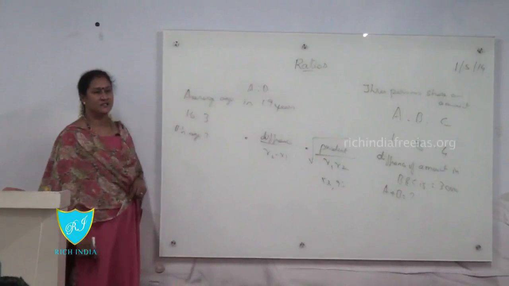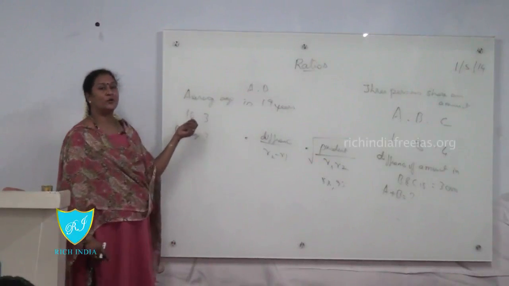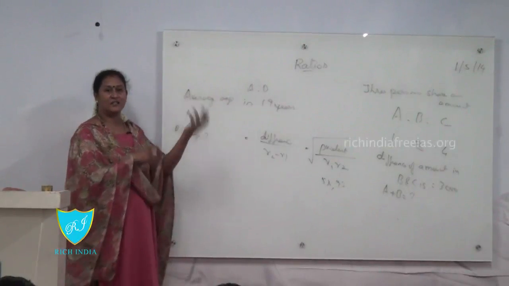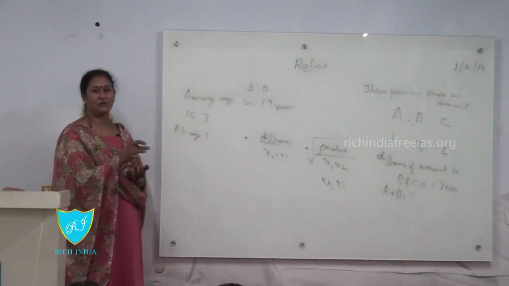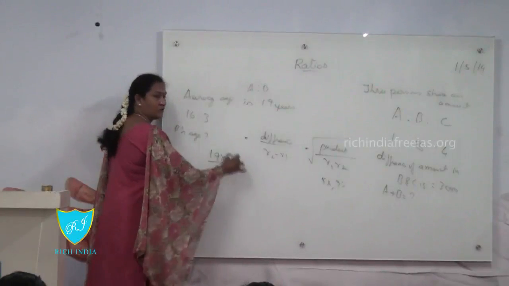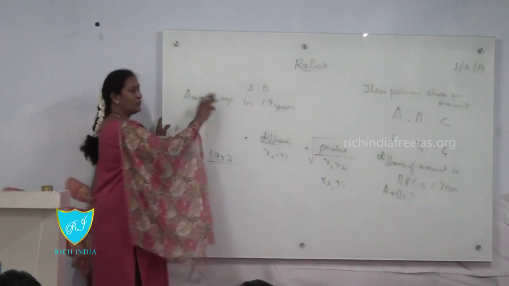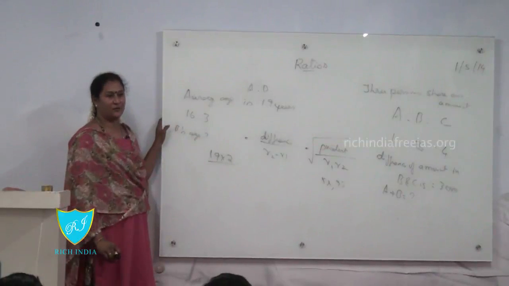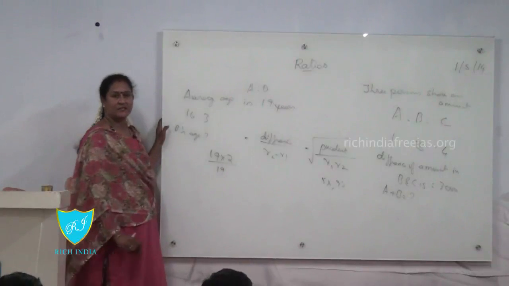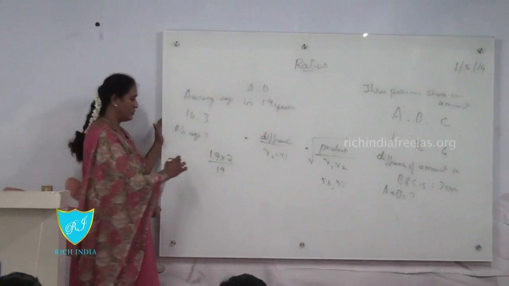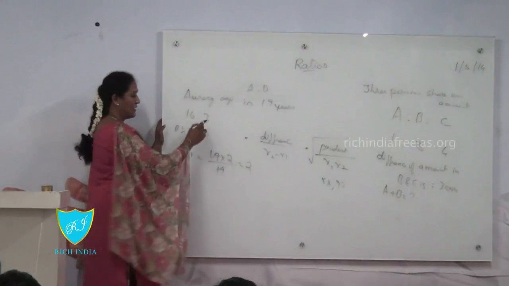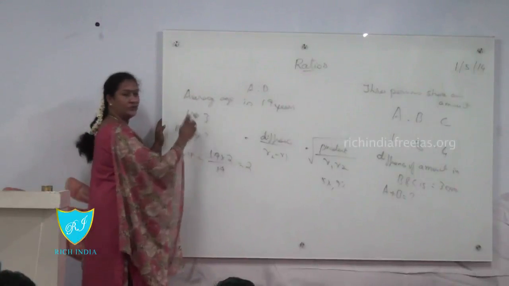So if the sum is given, we do sum by sum of ratio. Here the average is given. So how do we find the sum from the average? Into the number of terms. This 19 is the average of two persons, so you multiply it with 2. If the average of 3 persons is given, multiply by 3. So this is into 2 by sum of ratio, 16 plus 3. Since the sum is given, we divide by the sum of ratio. So the value of one part will be 2. You are asked to find this person's age. So 2 into 3 is 6.